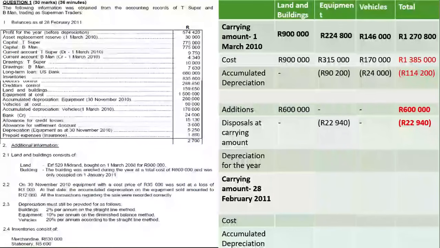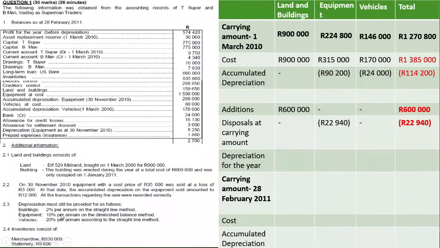When are we doing our PPE note? We are doing it as at 28 February 2011. And the building was only occupied on 1 January 2011. So that means the building was only occupied for 2 months. That's the whole of January, because it was occupied from the 1st of January, and the whole of February until February 28. So that is 2 months.